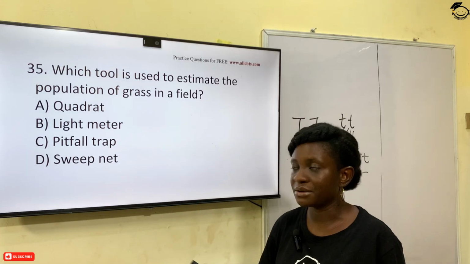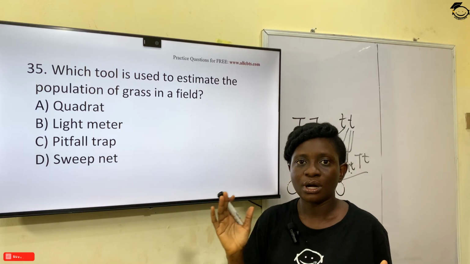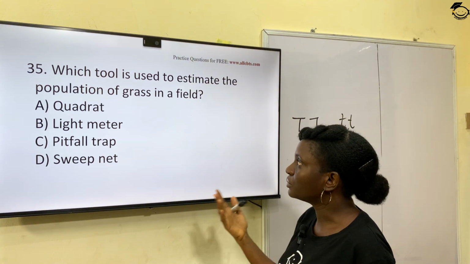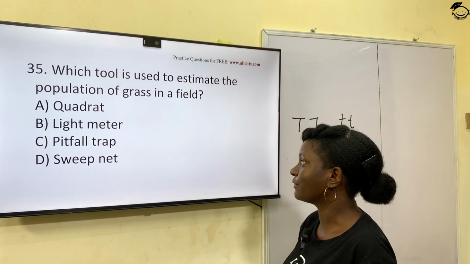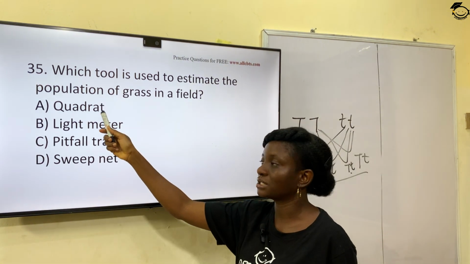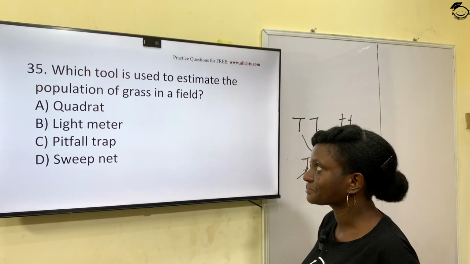It's like a frame. So it's used to calculate the population of grass in a field. Option A, quadrat, is the correct answer.